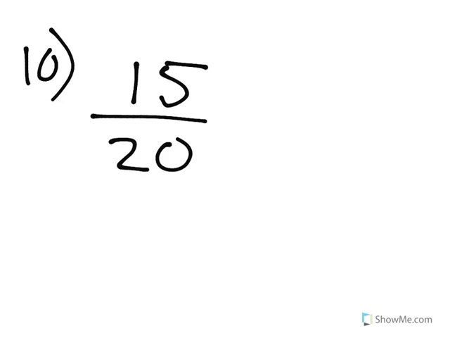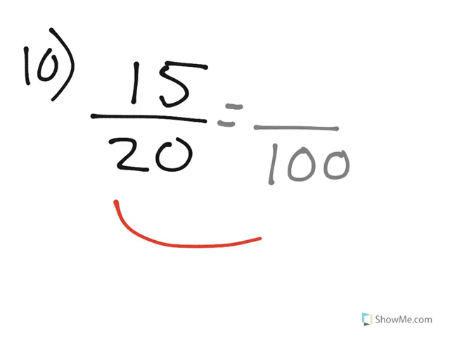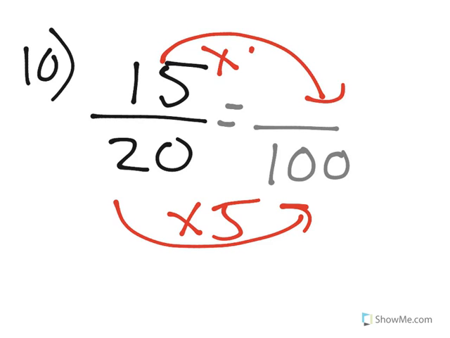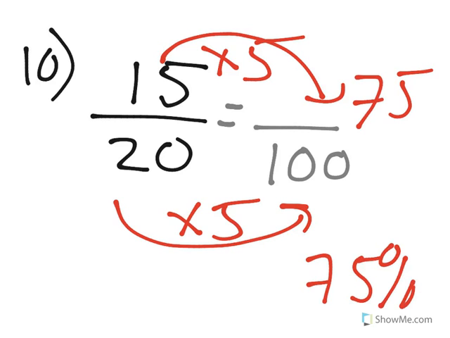Number 10 was a word problem. It said you answered 15 out of 20 questions right. It's still percent. They're asking what percent you got. So I remember that percent's out of 100. This time I can multiply 20 times 5 to get 100. What I do to the bottom, I do to the top. 15 times 5 is 75. So my answer was, again, 75%, which is D.